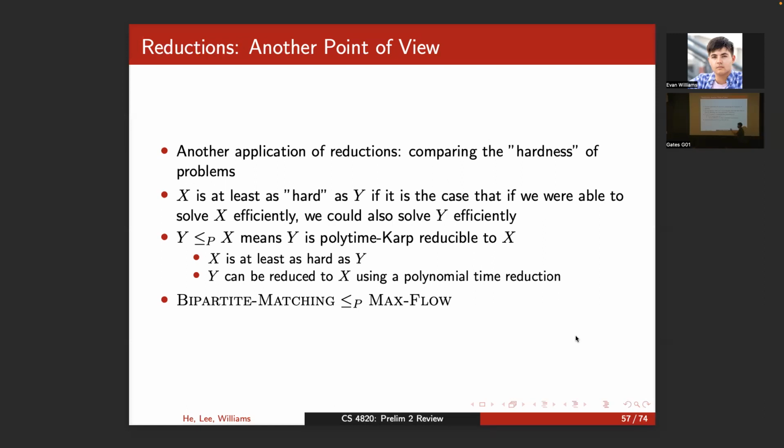Right. So what we call hard is that everything in the complexity class can be reduced to it. I mean that if we had a solution to this problem that we claim is hard, we could solve everything else in the complexity class, NP. Yeah, that's all this notion means. It's not necessarily a runtime thing.